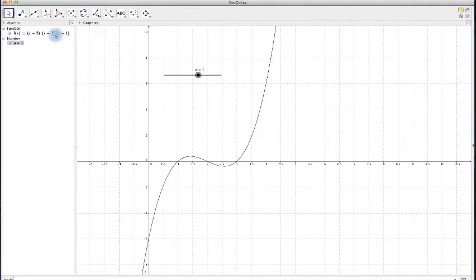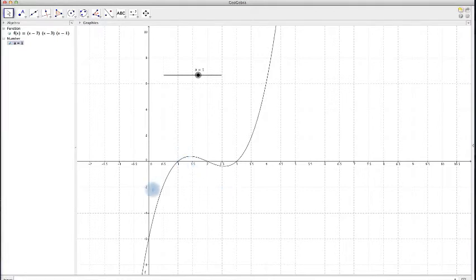You can use the null factor law to find the x-intercepts or the solutions. So the x-intercepts will be when either this equals 0, so that equals 0 when x is 2. So there's that intercept right there. For this one, that middle term will be 0 when x equals 3. So there that is, x equals 3. And this one will be when x equals 1.